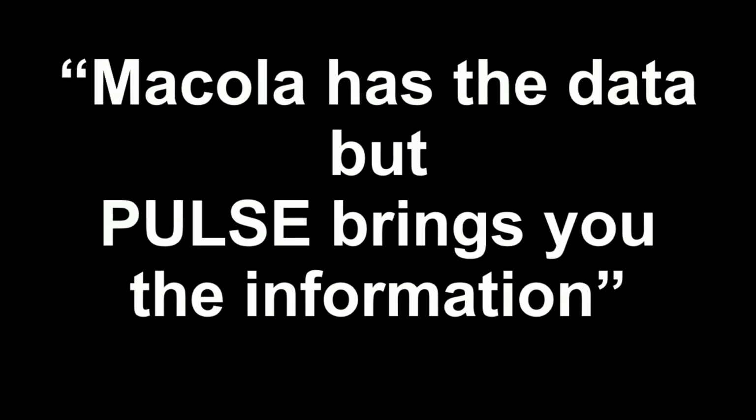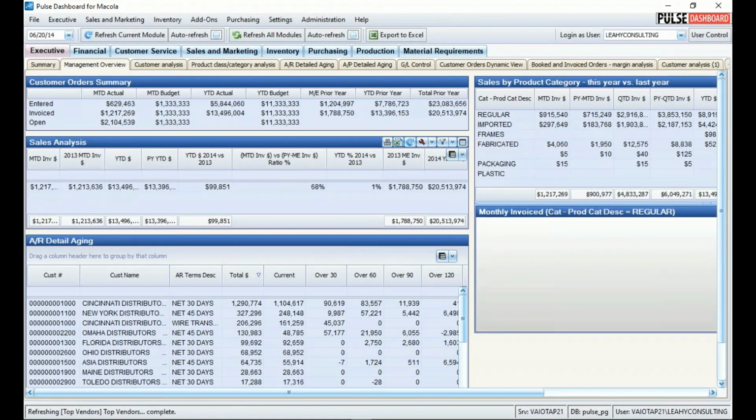Okay, this is the mantra of our dashboard software: Macola has the data. In other words, Macola has the raw data, but Pulse brings you the information. So Macola has the raw data, but Pulse brings you the information at your fingertips to make better and faster decisions. So let's go over to the software, and I'm going to go down the line of the 10 items that we've talked about. I have them written in front of me and printed out.